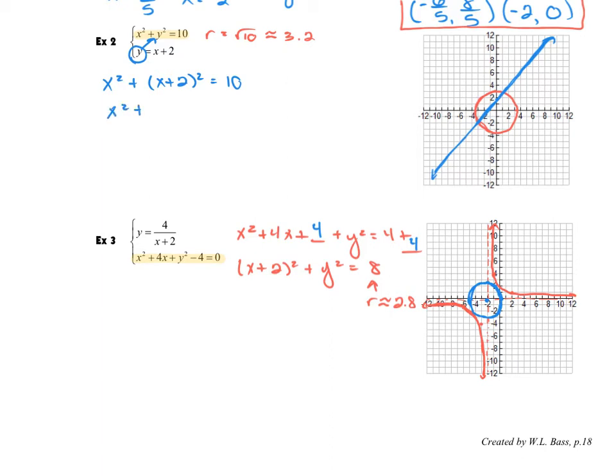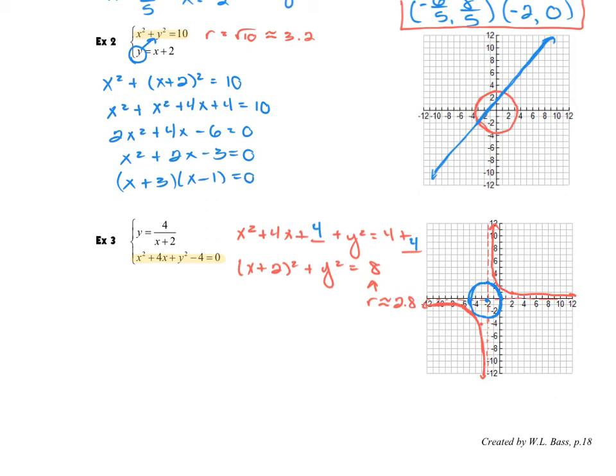I'll have my x squared plus 4x plus 4 equals 10. 2x squared plus 4x minus 6. Everything's divisible by 2. x squared plus 2x minus 3. This factors nicely.